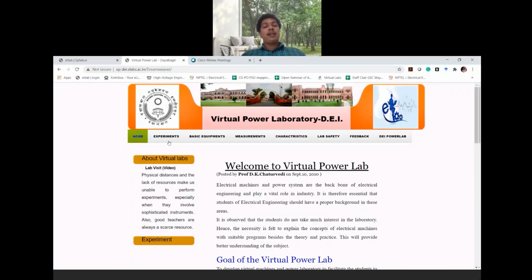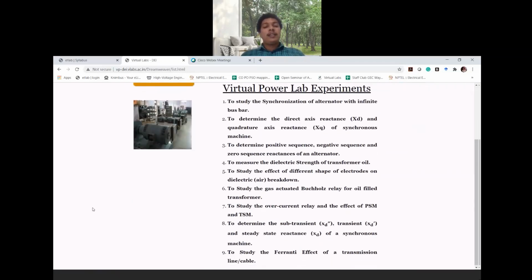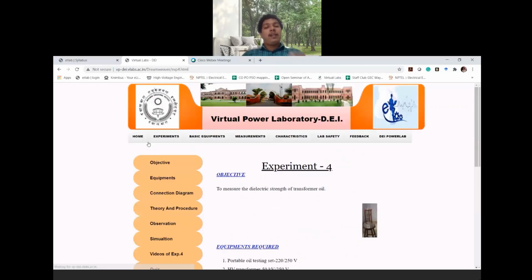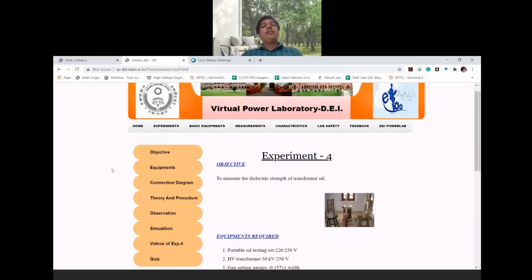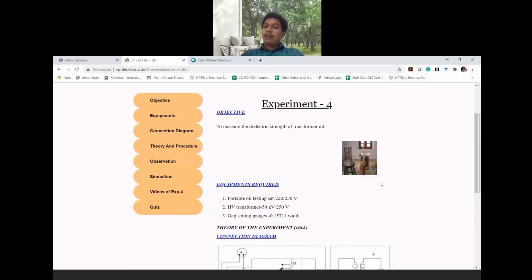And here under experiments, there are many experiments. And under this particular section, as you can see here, there are several experiments. Here is our experiment, which is to measure the dielectric strength of transformer oil. You can click that, then you will come to this menu. So here is where you find your objective and all. Like this is your aim. The aim of the experiment is to measure the dielectric strength of transformer oil, and one figure is moving through here. So this is what it will look like in reality.